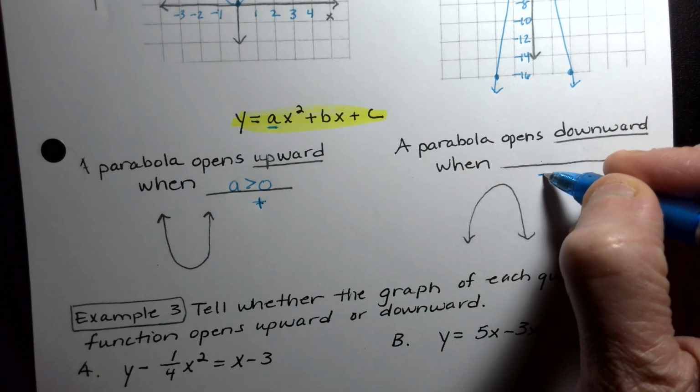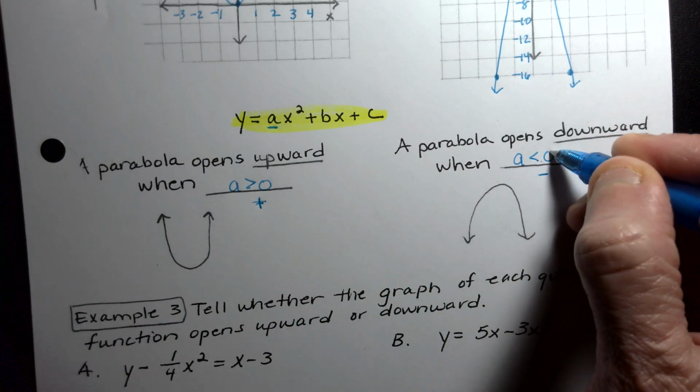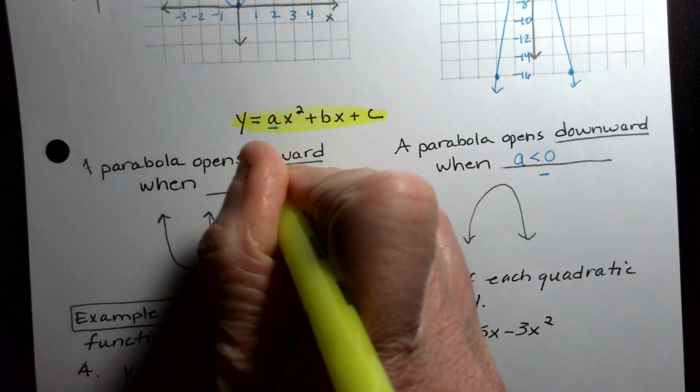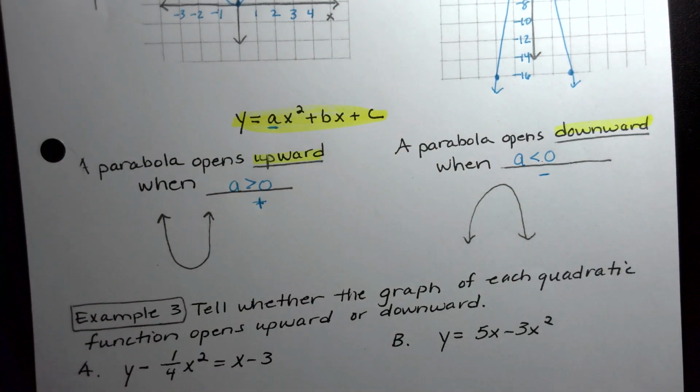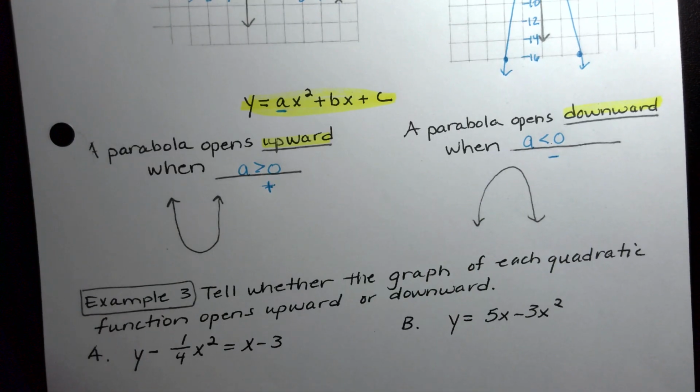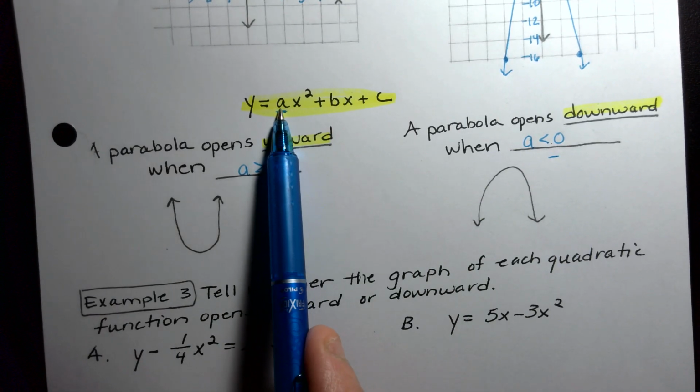If you have a negative value, if a is less than 0, which would basically mean it's negative, then it's going to curve down. Okay, so we're going to be looking for those, and you're going to be telling me upward or downward. Question is, what if it's 0? That number's not there. We've got every other number in the real world except for 0. Why wouldn't they have included 0 here? What happens if that's 0?